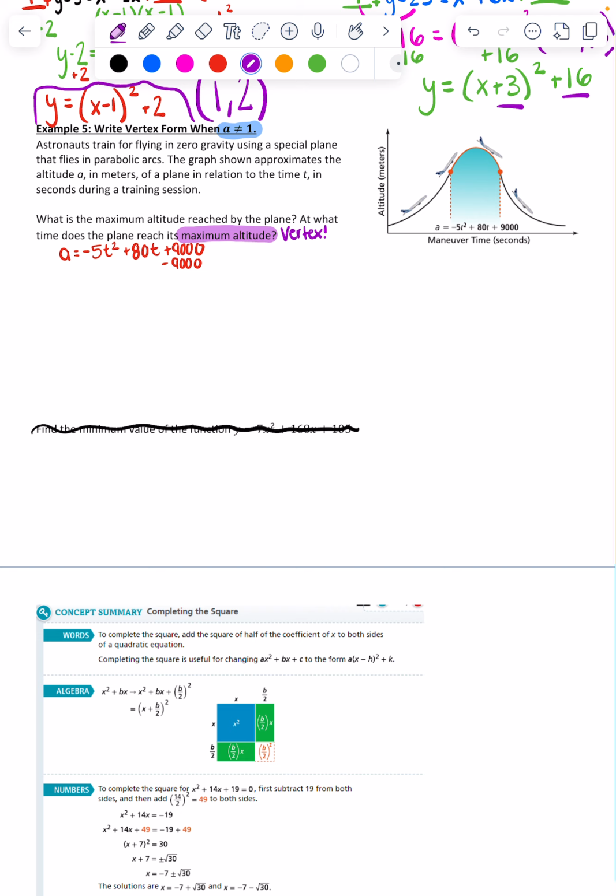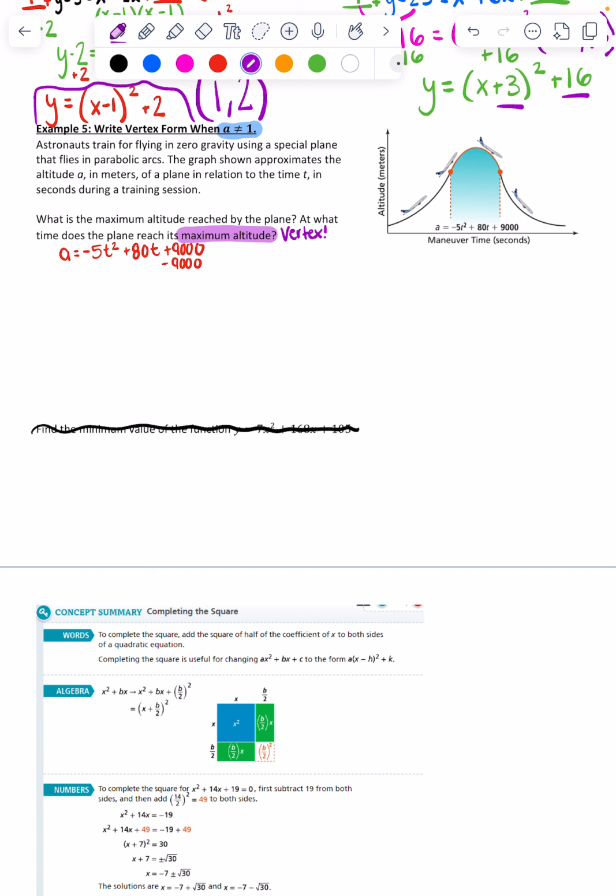So we have astronauts that are training for flying in zero gravity using special planes. A special plane that flies in parabolic arcs. The graph shown approximates the altitude a in meters of a plane in relation to the time t in seconds during a training session. What is the maximum altitude reached by the plane, and at what time does the plane reach its maximum altitude?